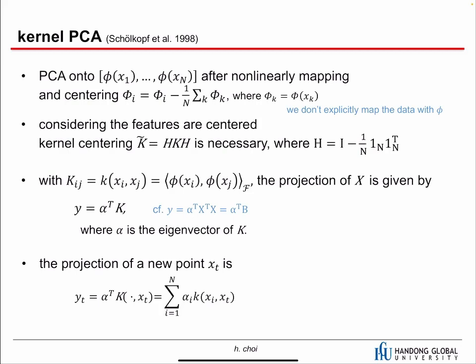So we're going to apply PCA onto the feature space. Again, let's assume that we have a nice nonlinear function phi. After the nonlinear mapping, we have this data matrix. Let's assume that this representation is already centered. Why do we assume that these data samples are centered? Why do you think these features are centered?